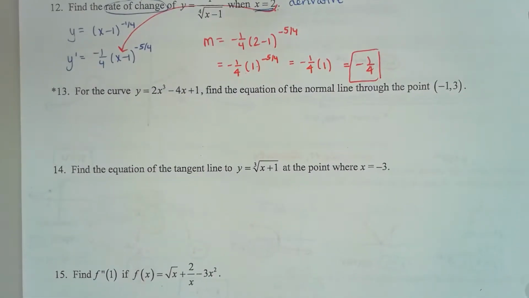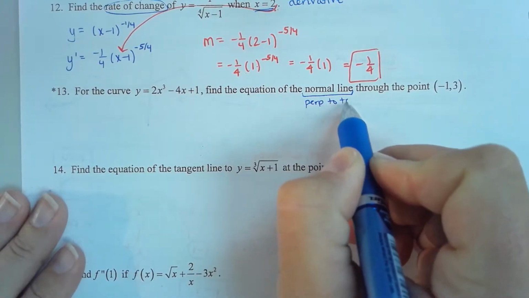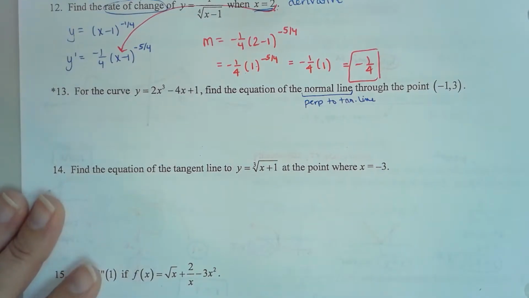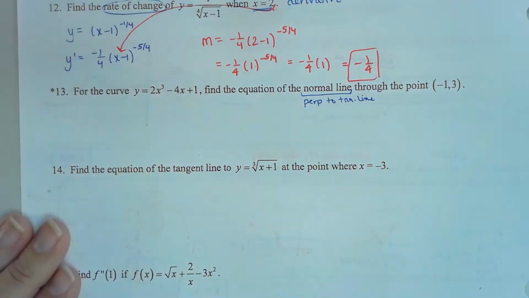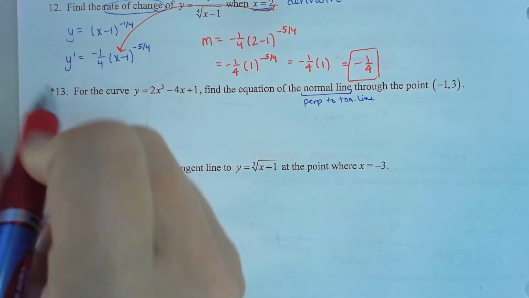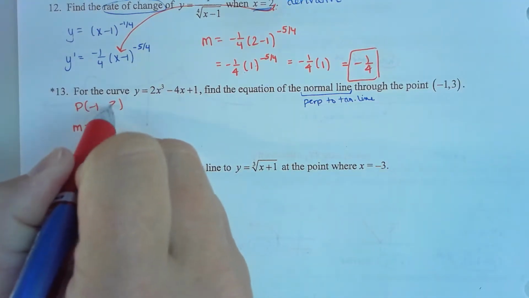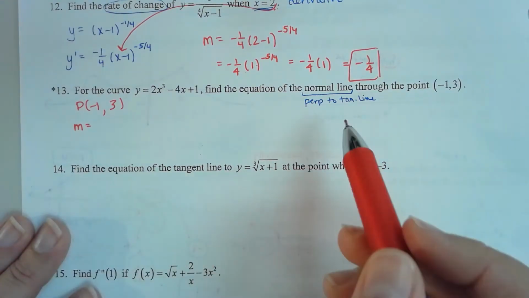Let's take a look at 13. 13 says, here's a function. Find the equation of the normal line through the point negative 1, 3. Remember, a normal line is perpendicular to the tangent line, and the slope of the tangent line comes from the derivative. So, we want to write the equation of any line. We need a point, and we need a slope. Now, the good news is they gave us the entire point. The slope will come from the derivative.